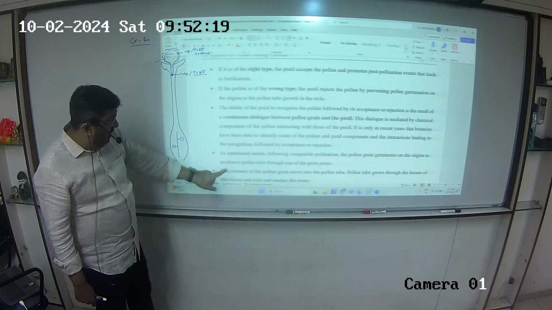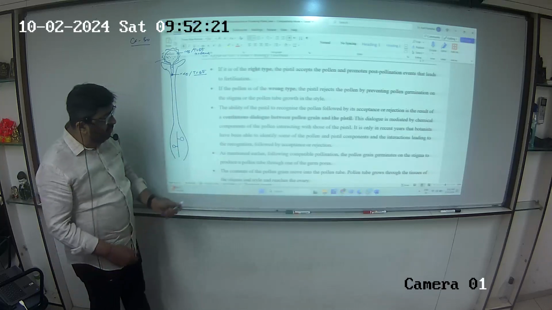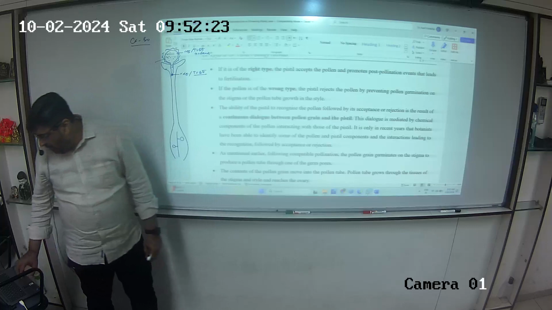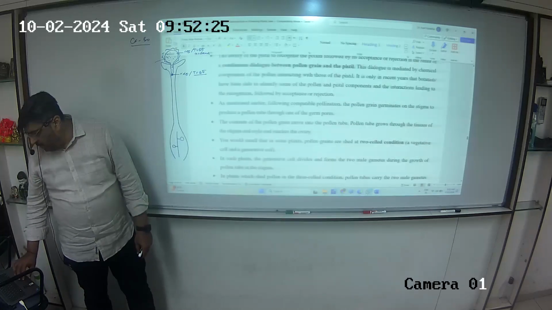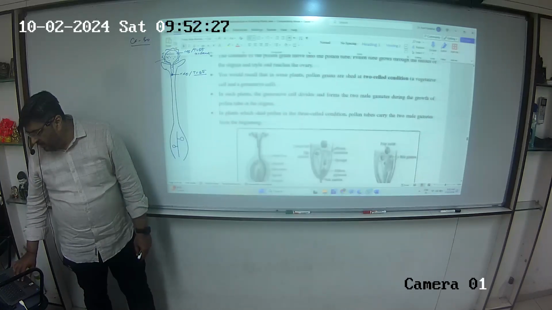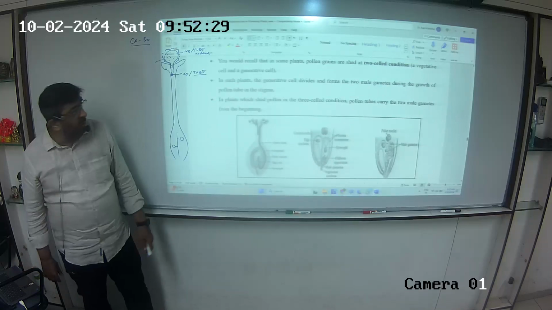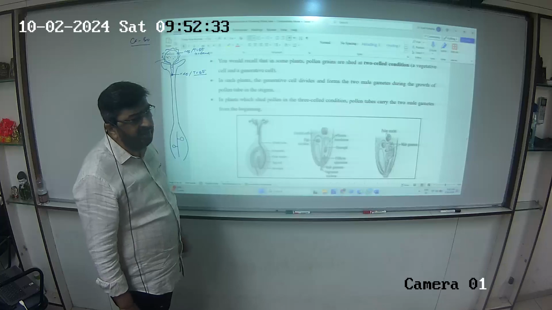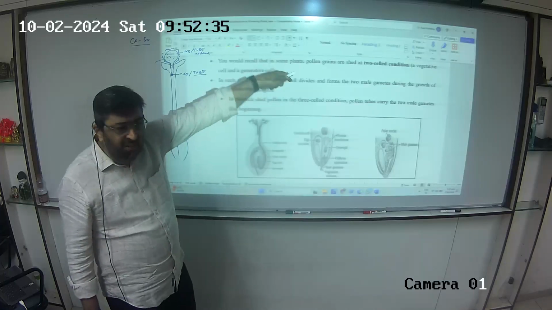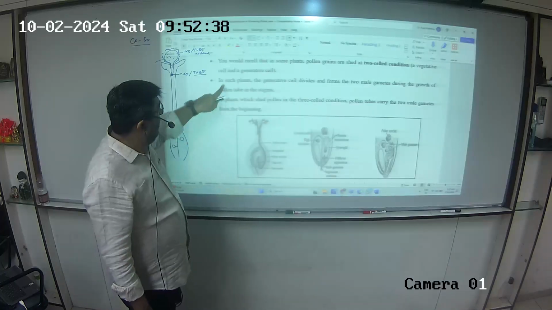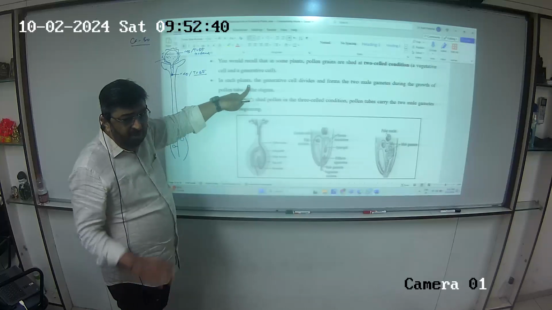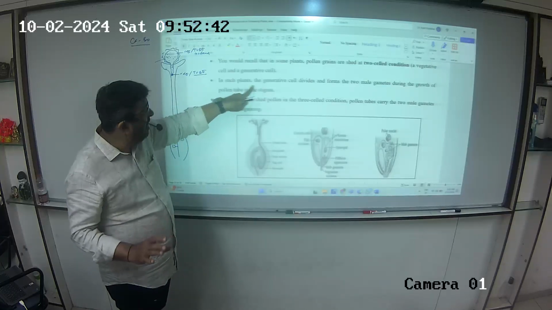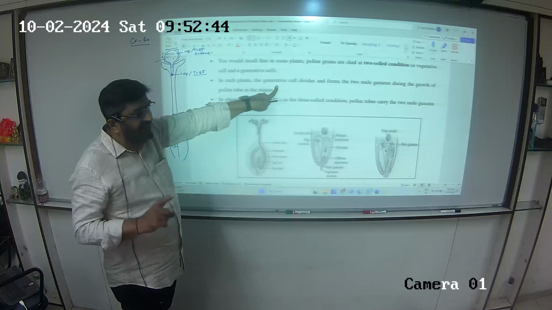Okay. The contents of the pollen grain move into the pollen tube, and the pollen tube grows through the tissues of the stigma and style and reaches the ovary. You would recall that in some plants, pollen grains are shed at the two-celled condition. What is the percentage of plants? 60, right? In such plants, the generative cell divides.